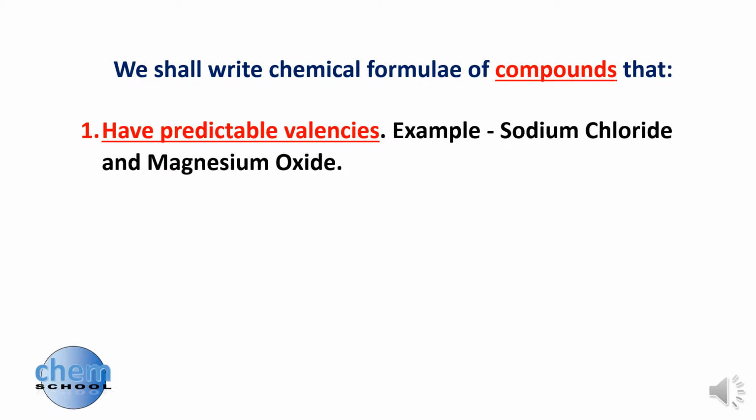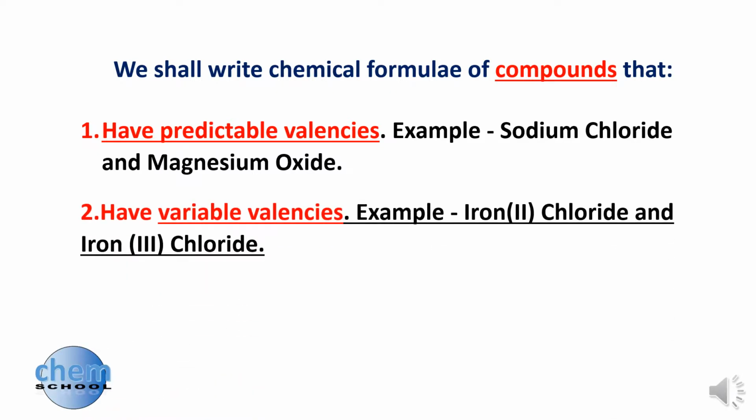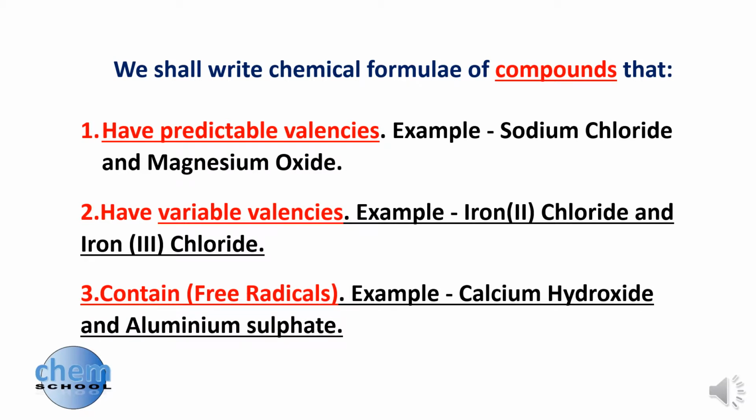I shall classify chemical formulas according to valencies into three categories for ease of writing them. Category 1 shall be compounds with predictable valencies, for example, sodium chloride and magnesium oxide. Category 2, compounds with variable valencies, for example, iron 2 chloride and iron 3 chloride. And category 3, compounds containing free radicals, for example, calcium hydroxide and aluminium sulfates.